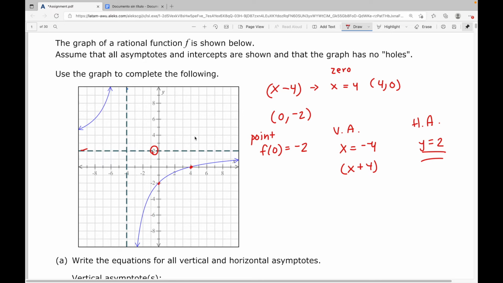So in this case, we just have one vertical asymptote and we have one 0. So what's it going to be? It's going to be the constant, which is always there, times the 0, which is at 4, so it's going to be x minus 4, divided by how many vertical asymptotes we have? Just one, which is x plus 4, right?